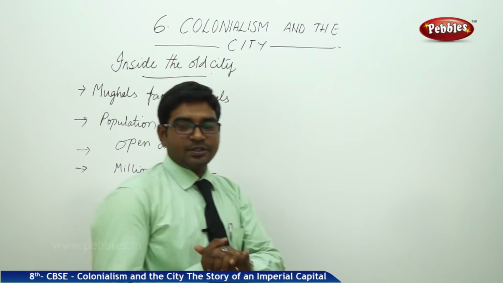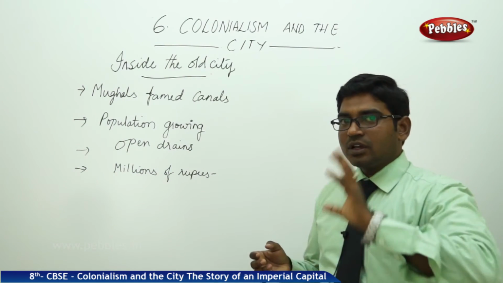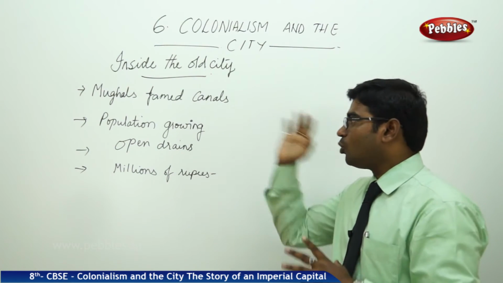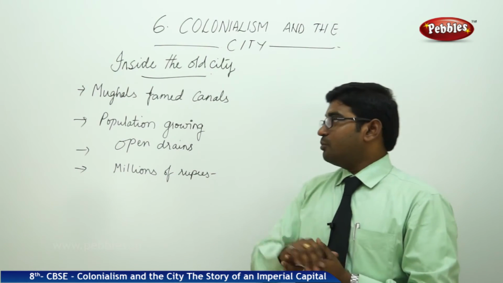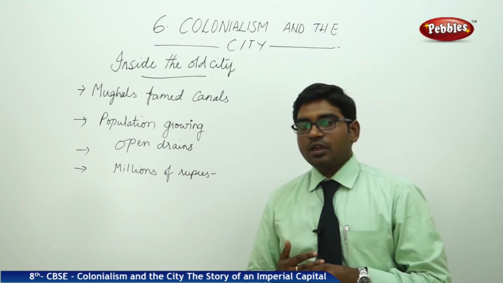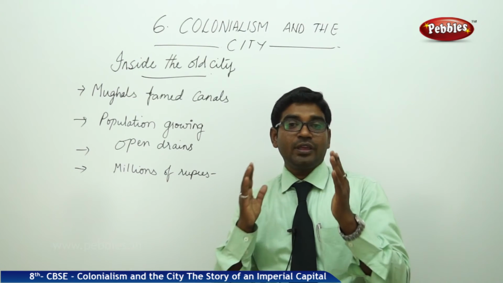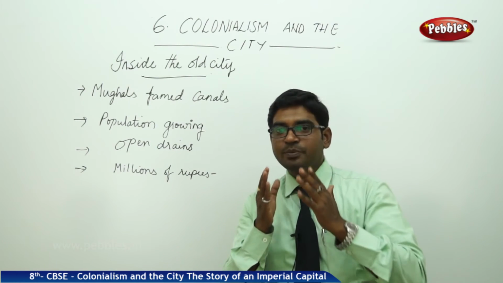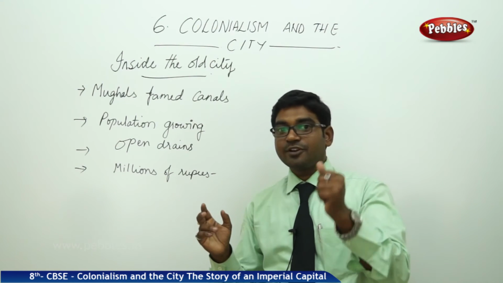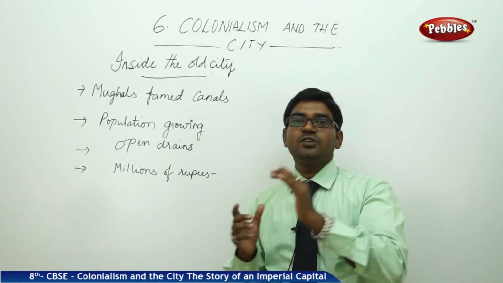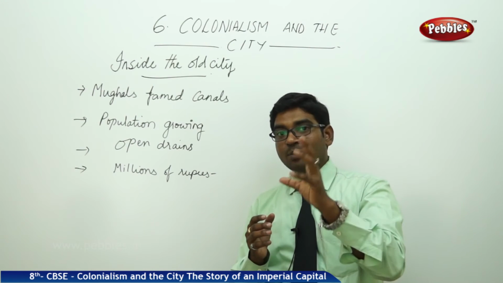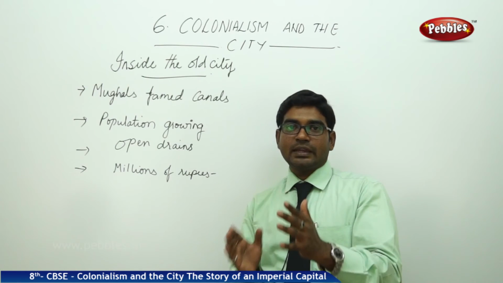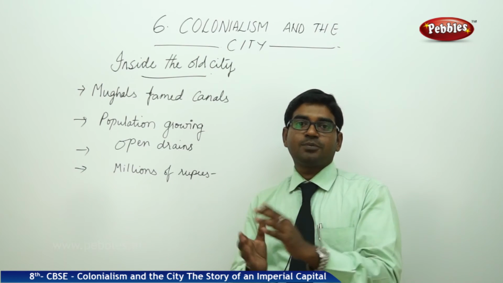Inside the old city, till now we discussed what happened with Delhi with the partition. Now what happened in the old city during that time? The Mughals used to construct canals in their Shahjahanabad region, where the canals used to bring drinking water, the fresh water, and also satisfy their domestic needs. But with the closure of these canals, they have a lot of problems.